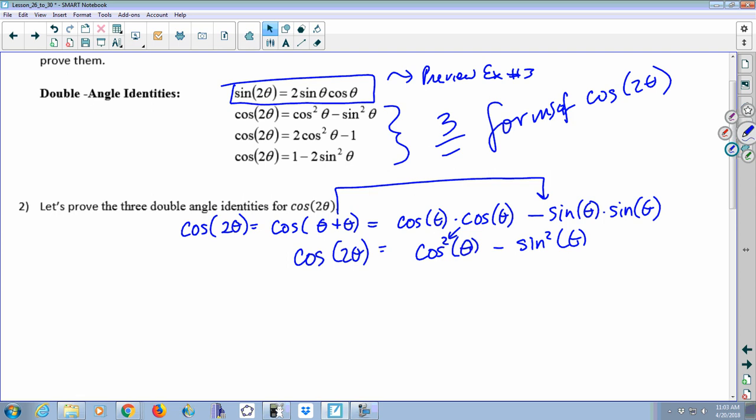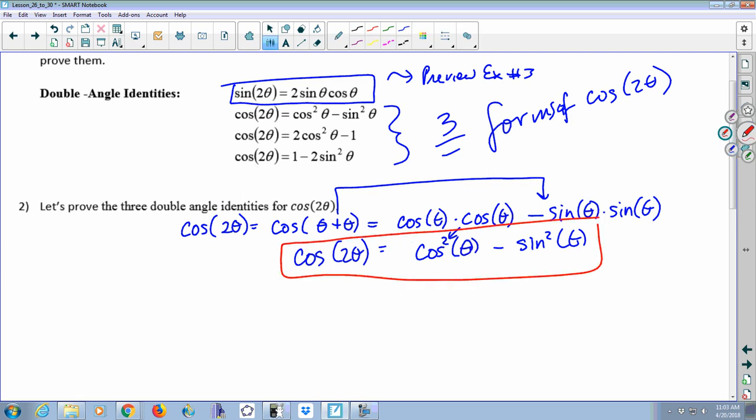I don't like assigning importance because you're going to use all three of them depending on what the rest of your identity or equation looks like, but the other two come from this one. So this is like the biggie. And as you can see, you didn't need to know anything new to arrive at this.